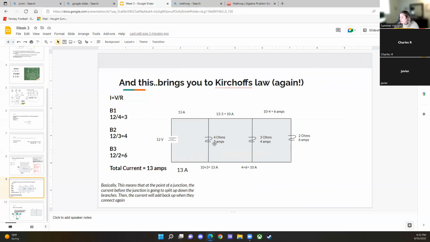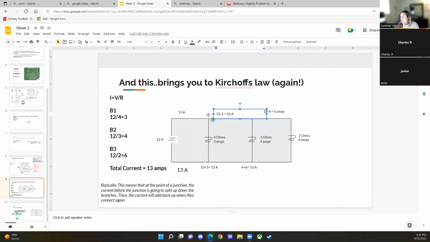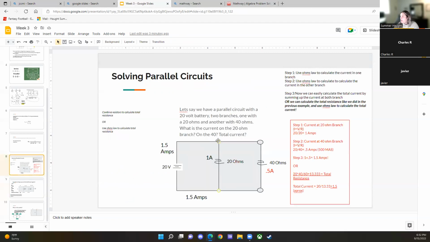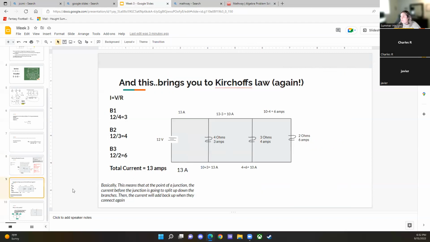Okay, so once we have that, the other thing that we were given in this problem is that the total current was 13. So it told us in this problem that the total current was 13. And we weren't given what the current is at all on the rest of the outside. So we can easily calculate, right? So let's bring these back, because I think these are helpful.